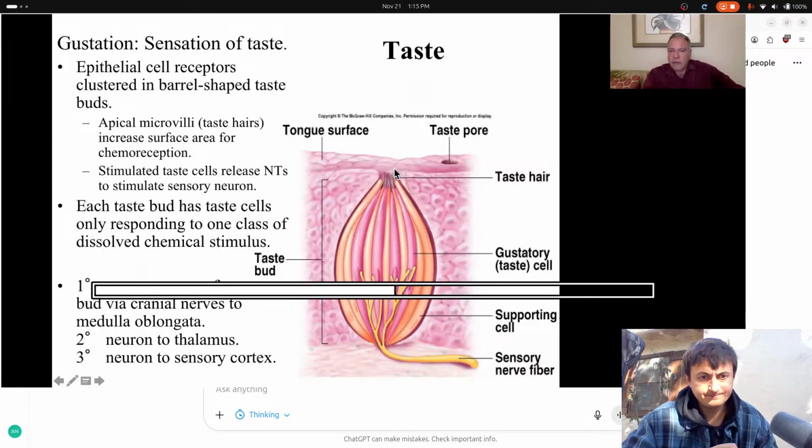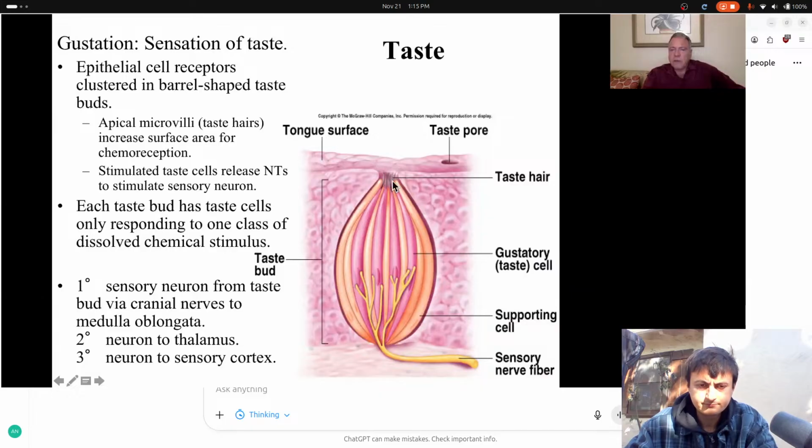Wait, what did he say? The surface, you get the lots of surface area with lots of receptors. And then those epithelial cells associated with those dendrites respond to the same type of chemical signal.